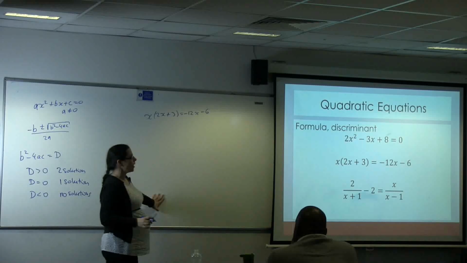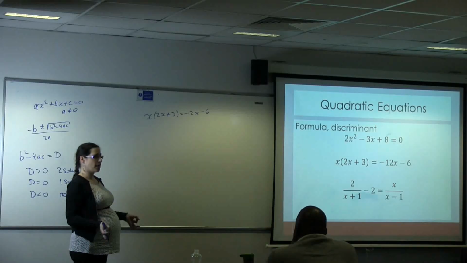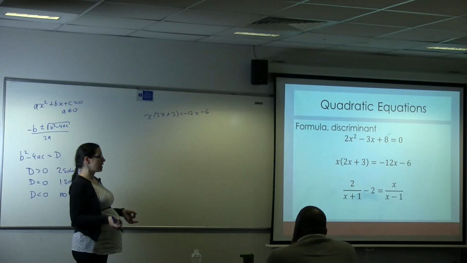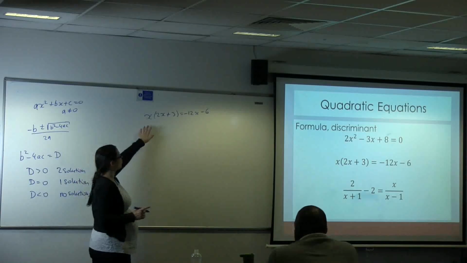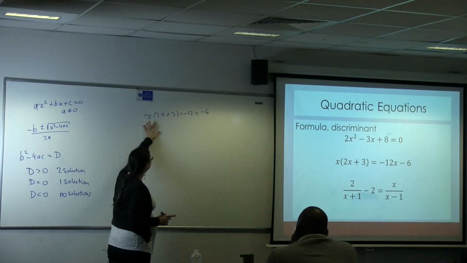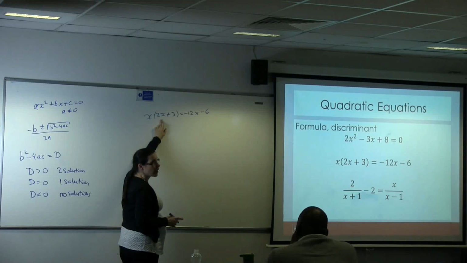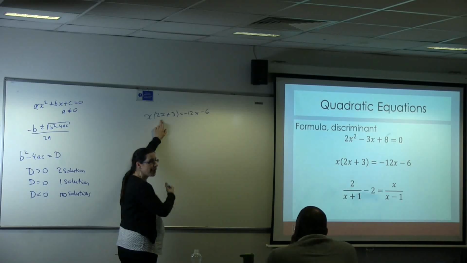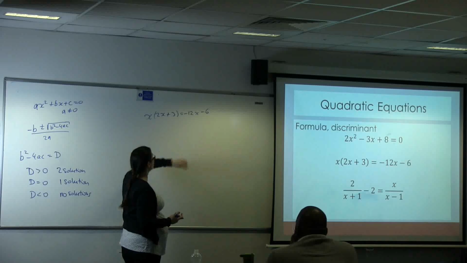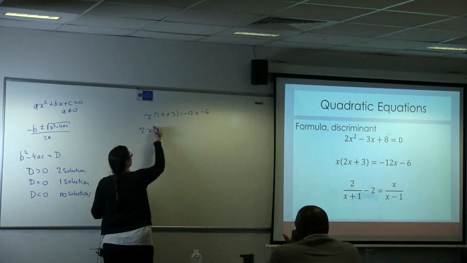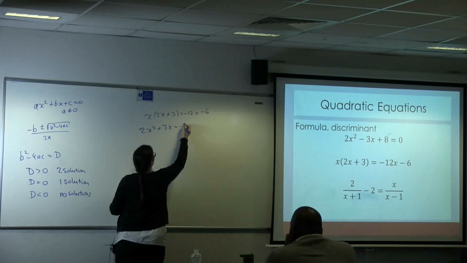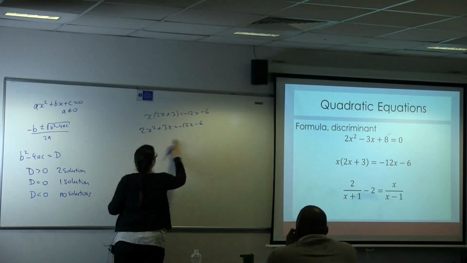Now, just by looking at it, it doesn't look like a quadratic equation because there is no x squared anywhere. However, I know that this is multiplication in here, and when I multiply x and 2x together, that's going to end up being x squared. So it is a quadratic equation, but kind of hiding in a way. Because it's a quadratic, to solve it I need to bring it to the standard form. So first I need to remove the brackets. So 2x squared plus 3x equals minus 12x minus 6.